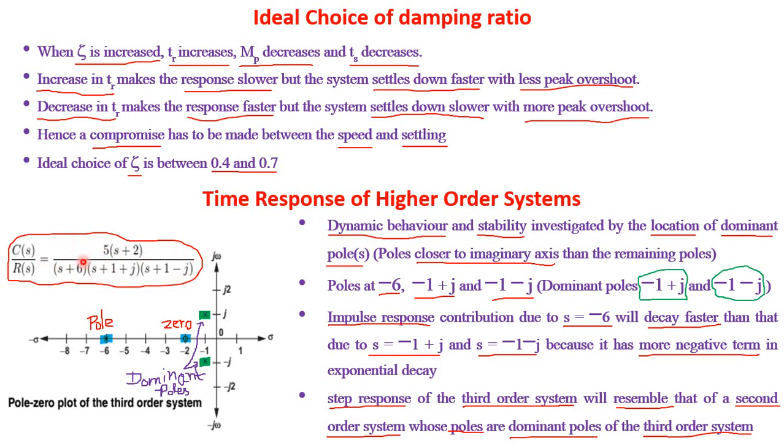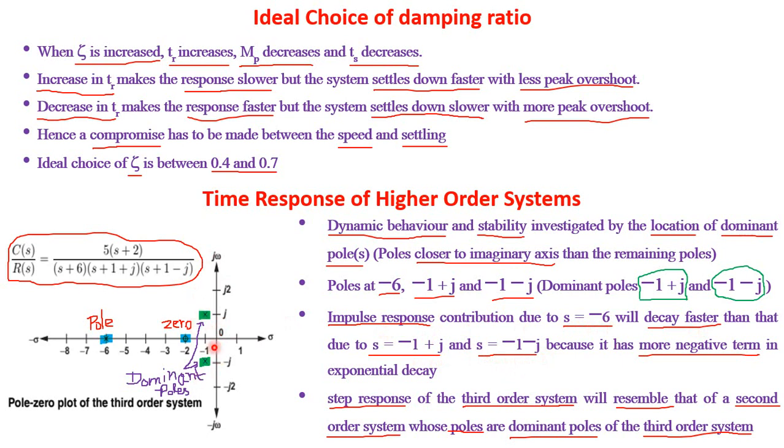The s plus 6 term on inverse Laplace transformation gives e power -6t. For s plus 1 plus j and s plus 1 minus j, of course we have sine and cosine terms, and other than that, e power minus t because of s plus 1. Here e power -6t decays faster than e power -t. So that is what is written here. The impulse response contribution due to the pole at -6 is faster compared to the other two poles. Since it is decaying faster, the contribution of the dominant poles is slower.